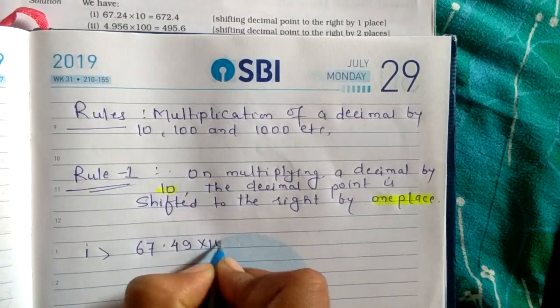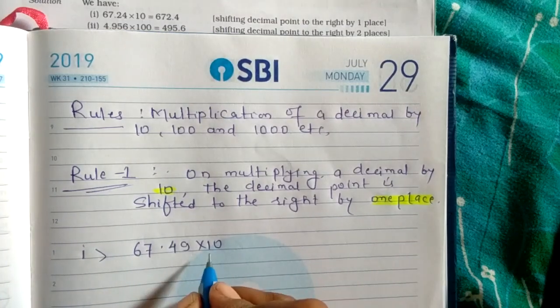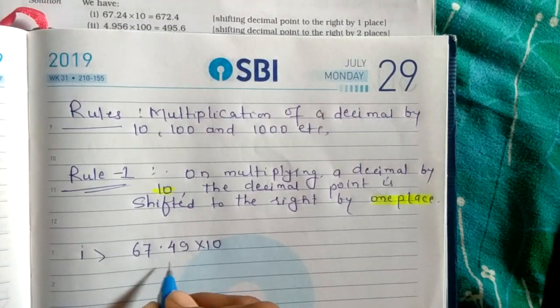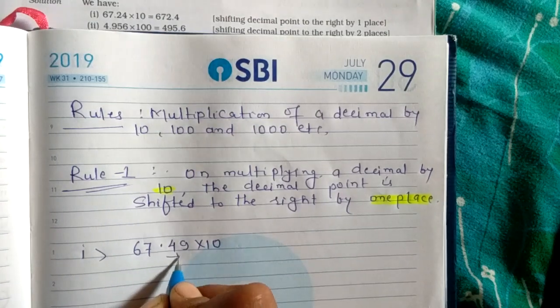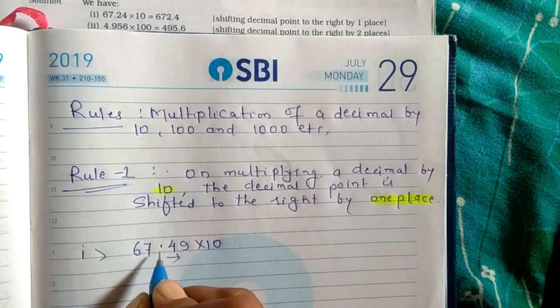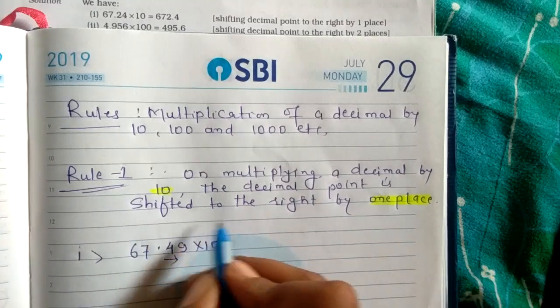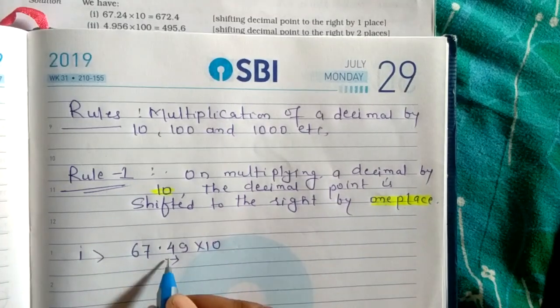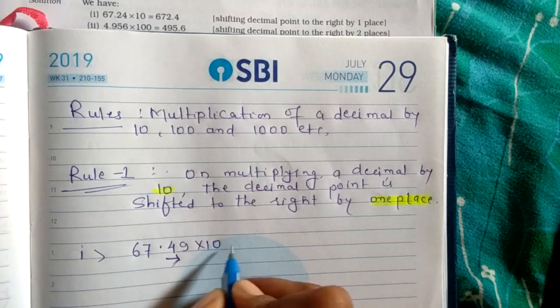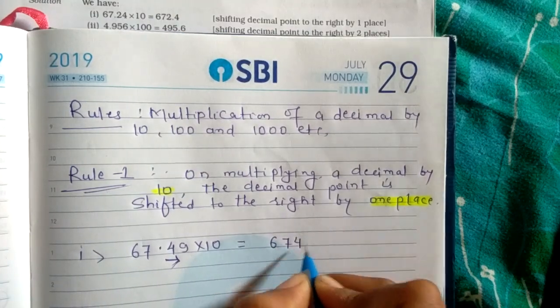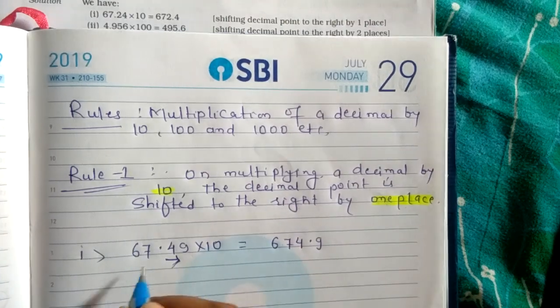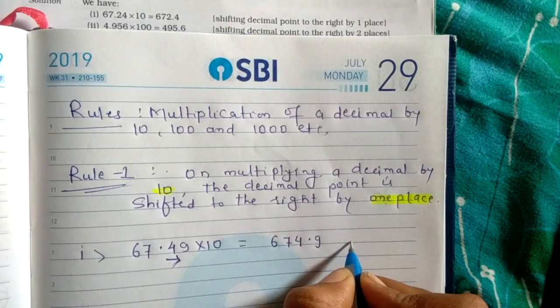67.49 multiply 10. If we multiply any decimal number by 10, then the decimal point will be shifted to the right side by one place. So 674.9 we will write. After 4 we will put the decimal.